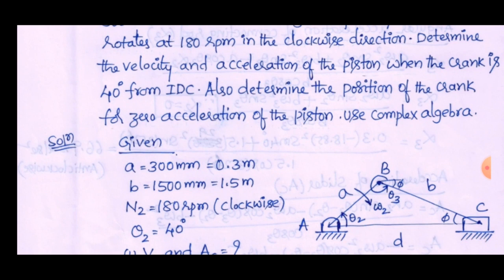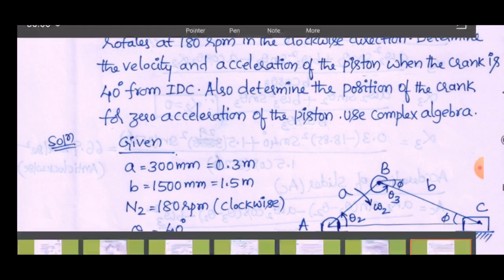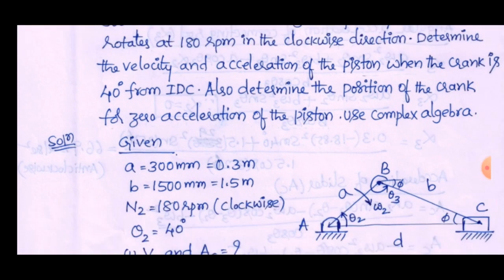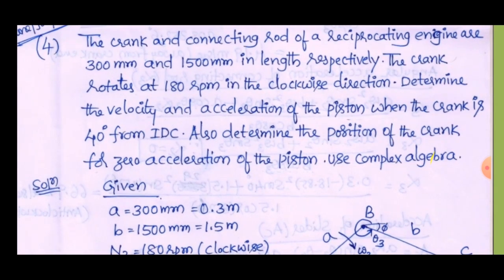So therefore I am converting the given crank length and connecting rod length values into meters. So 300 mm divided by 1000 will give 0.3 meters. Then the connecting rod length, small b, is 1500 mm; if I divide by 1000, I will get 1.5 meters. Like that, crank length and connecting rod length are given.